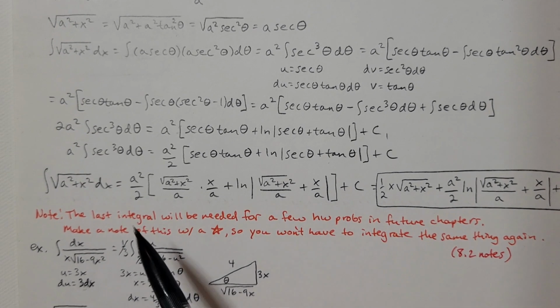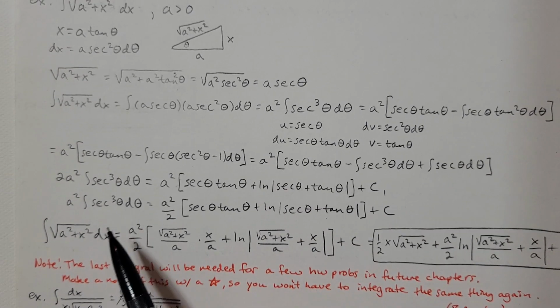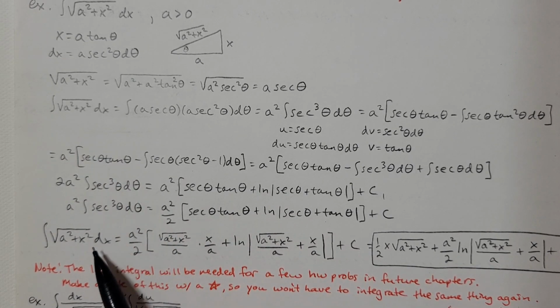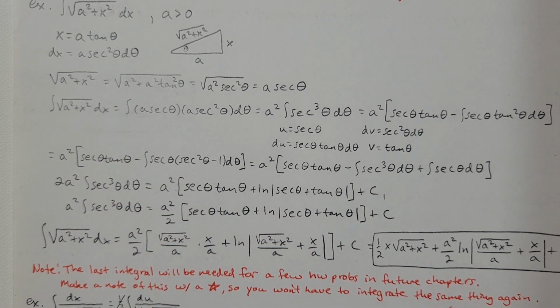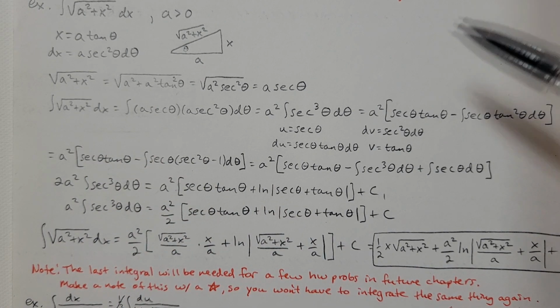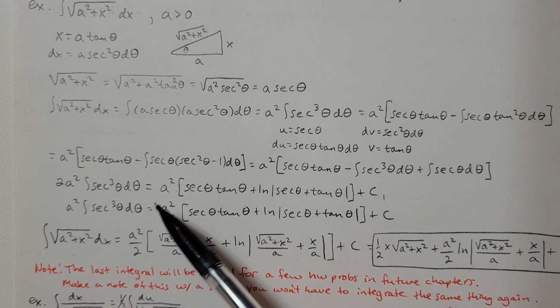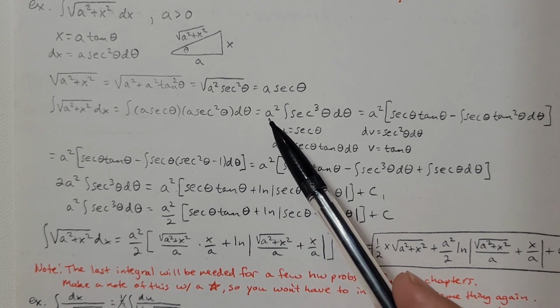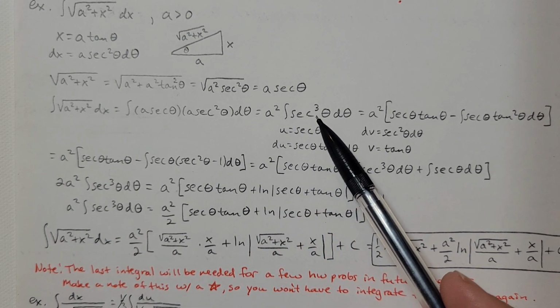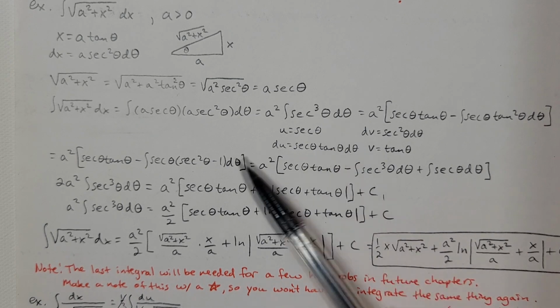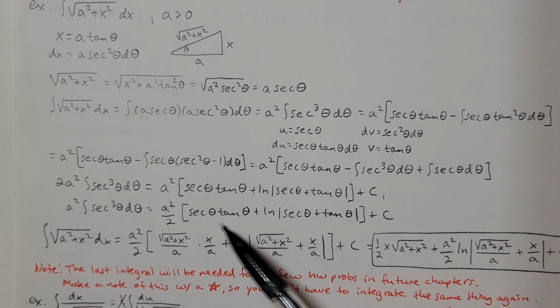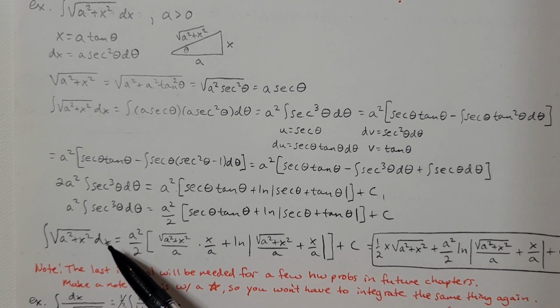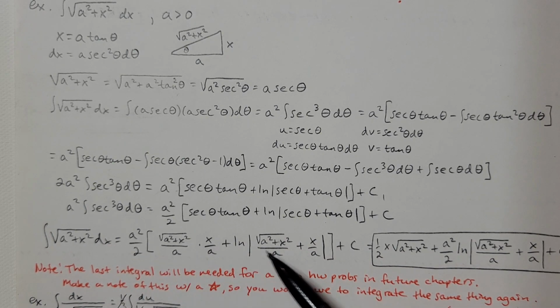Okay, and so now this original integral here, which is the square root of a squared plus x squared, became a squared times the integral of secant cubed theta d theta. Well, I know what that integral is now. It's this guy right here. So basically, I've got this quantity here.